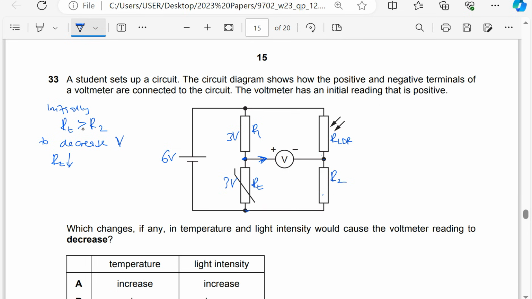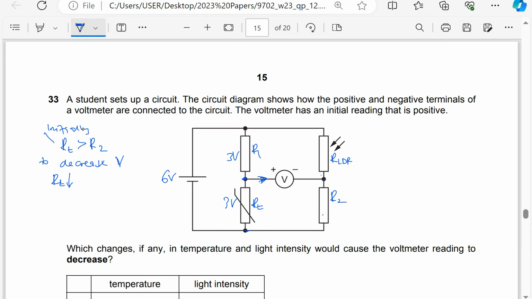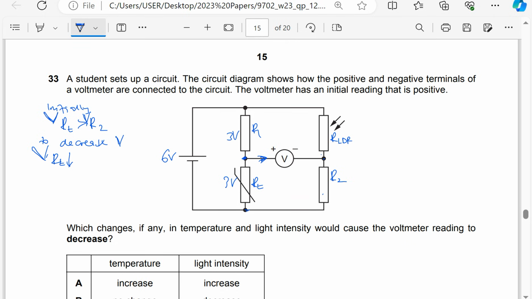To make the PD across RT decrease, what am I saying? I'm saying PD, not resistance. V across RT is initially greater than V across R2. So to decrease V, I must make sure the PD across RT first of all decreases. And how will I make the PD across RT decrease? By reducing the resistance of the thermistor.